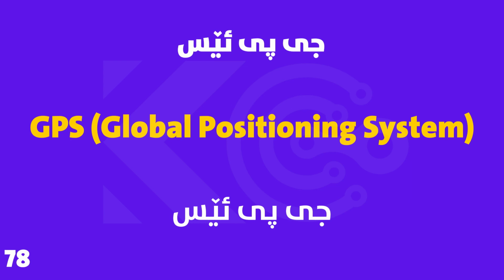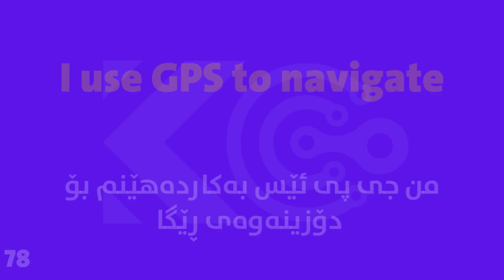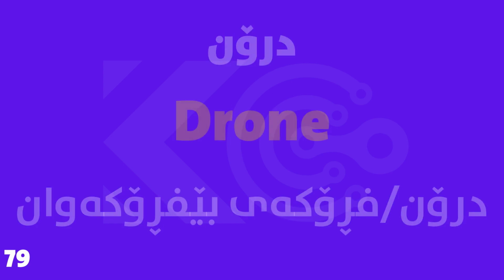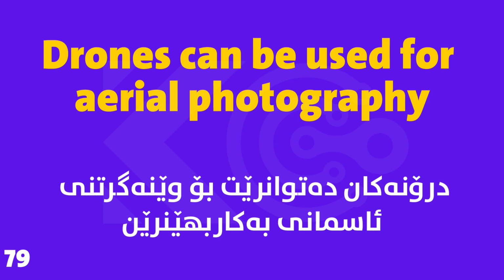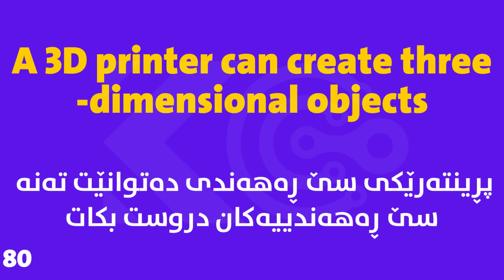GPS, Global Positioning System. I use GPS to navigate. Drone. Drones can be used for aerial photography. 3D printer. A 3D printer can create three-dimensional objects.